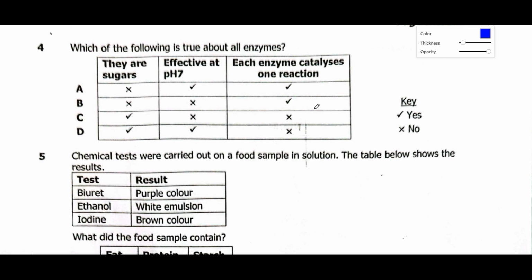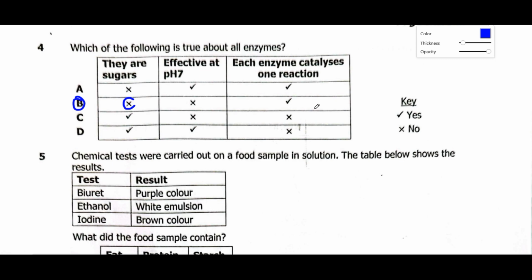We move on to question number 4. Which of the following is true about enzymes? Number 1, they are sugars, no. Enzymes are proteins in nature. Effective at pH 7, no. We have enzymes with acidic pH, some with basic pH, some at neutral. So this is not true. So the only answer is B.